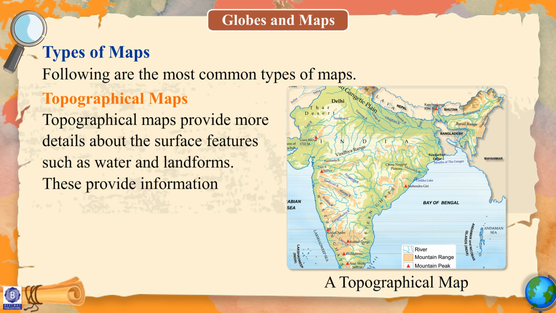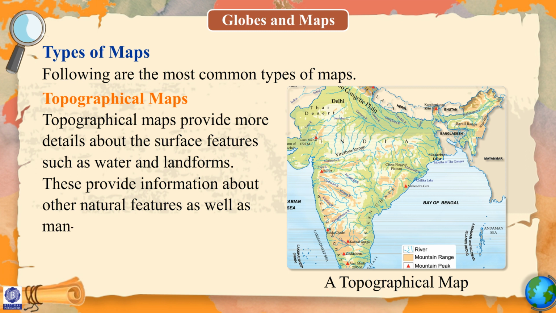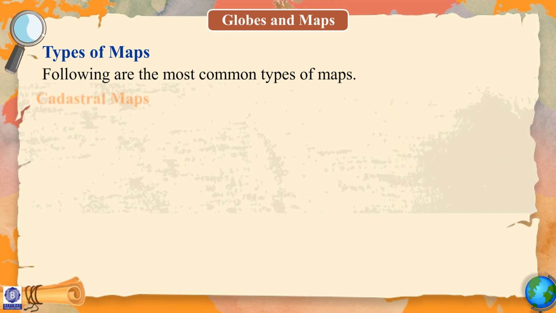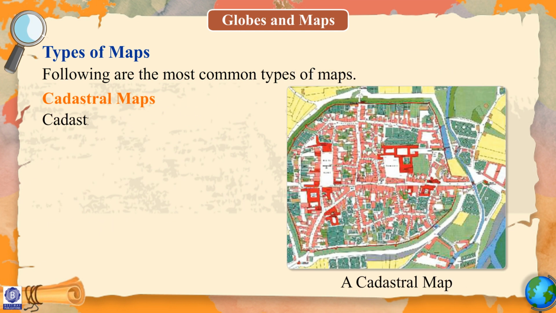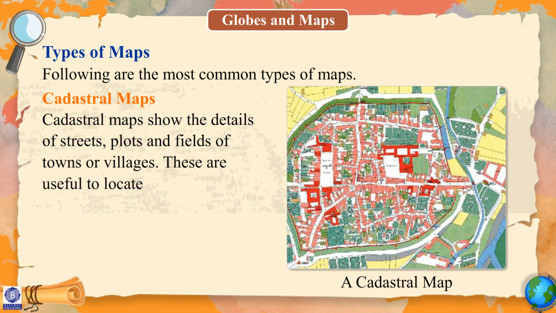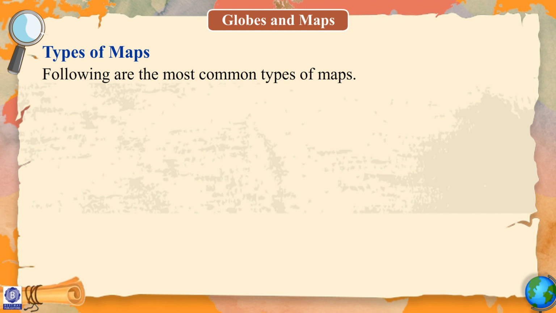These provide information about other natural features as well as man-made features like roads, railways, railway lines, important buildings, canals, dams, etc. Cadastral maps. Cadastral maps show the details of streets, plots and fields of towns or villages. These are useful to locate a place in that particular city, town or village.